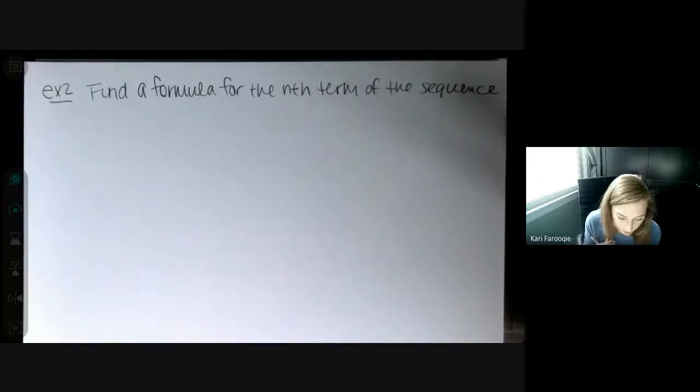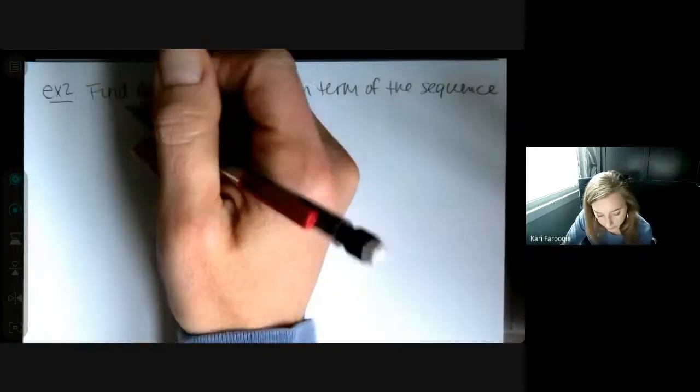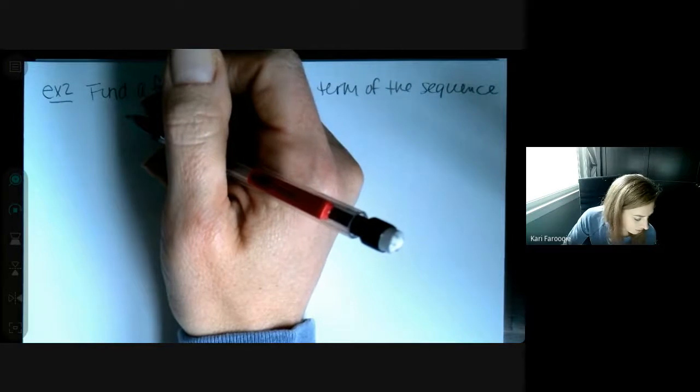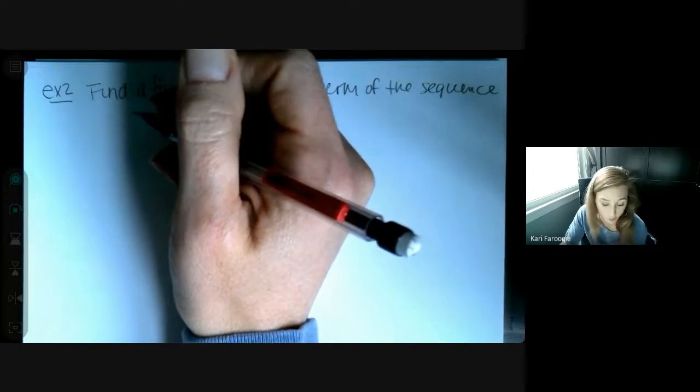So I'm going to give you some terms of a sequence, and then I want you to find a formula for it. Now, I'm trying to figure out how tricky I want to be with this. I don't want to be super tricky.